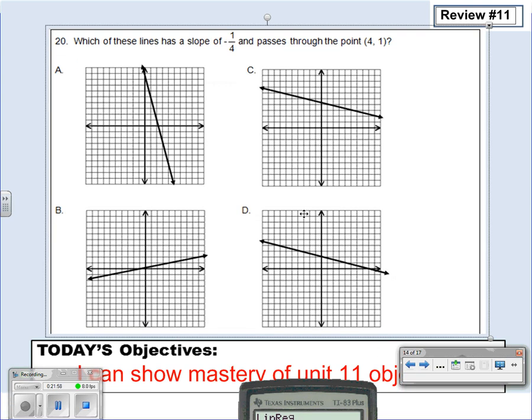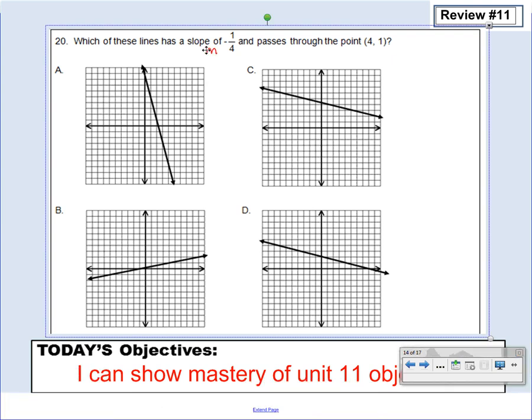Number 20, we're looking for a line that has a slope of negative 1/4. So that's our m, and passes through the point (4, 1). So let's see which one of these first has a negative slope, meaning it must be decreasing. A has a negative slope going down. Let's go with B, that is an increasing slope, so it's no good. C is going down as I read from left to right, and D goes down from left to right.